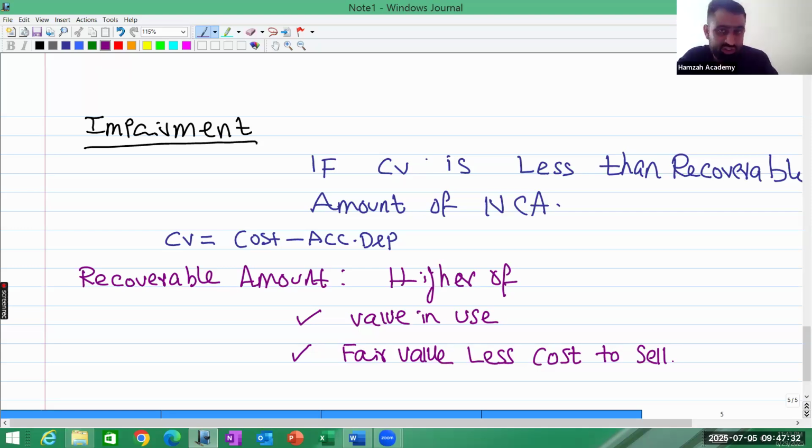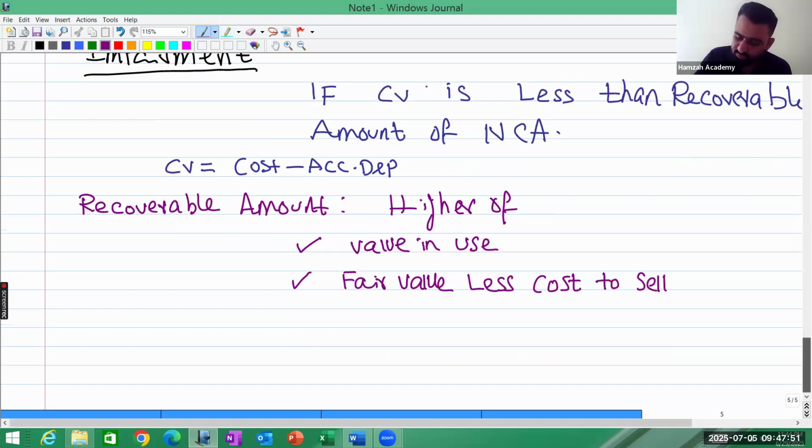Fair value less cost to sell means if you're going to sell the machine, at what value it will be sold, and cost to sell means commission which you have to give to the dealer on the sale. Value in use means if you do not sell the machine and you continue to use it, the benefit which you will generate is known as value in use.